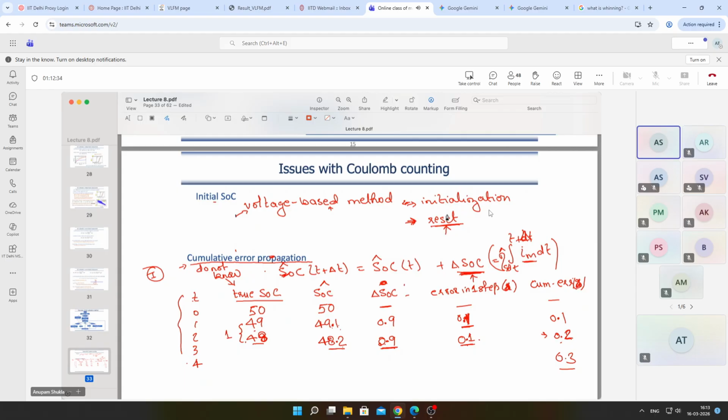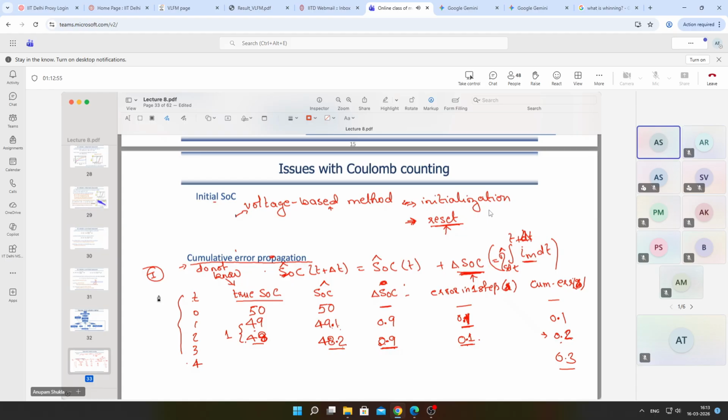And so after some time, a sufficient amount of error would have accumulated that the method needs to be reset. You have to get the SOC value from some other method. So again, the voltage-based method will be used. Now, in order to understand why this error propagation or error accumulation occurs, we have this table.